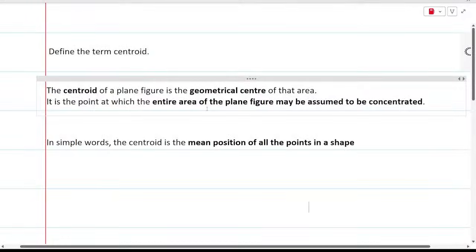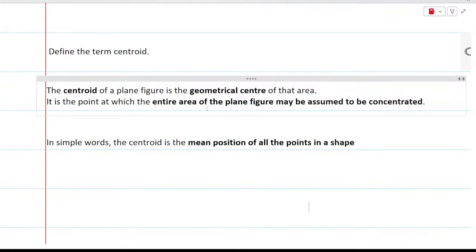Define the term centroid. Centroid of a plane figure is a geometrical center where the entire area of the plane figure is assumed to be concentrated. In simple words, we also refer to that as the mean position of all the points on a shape.